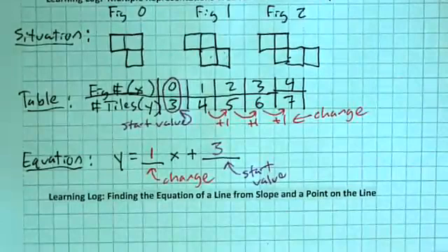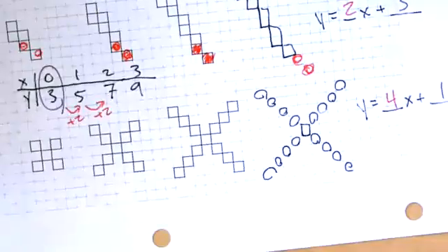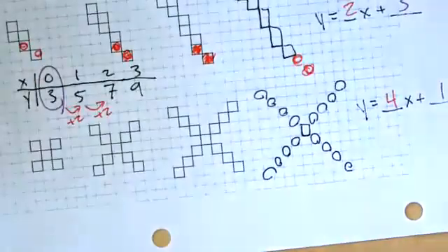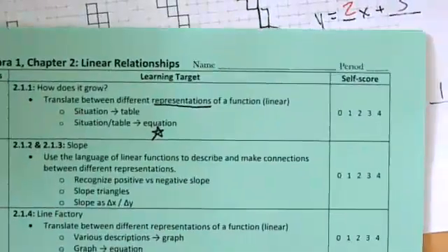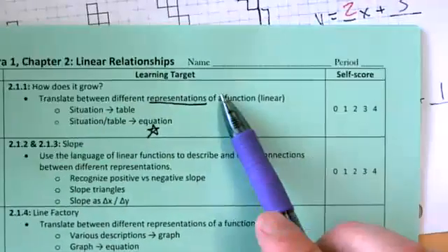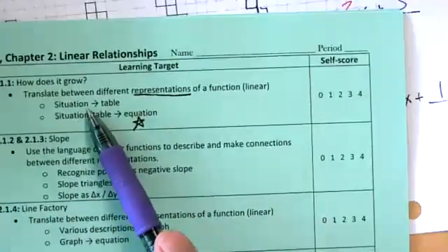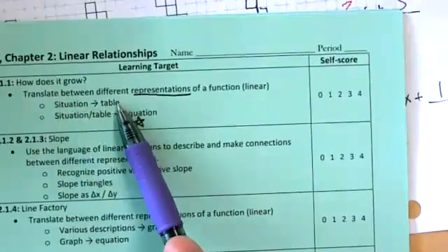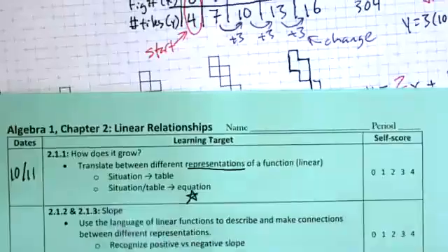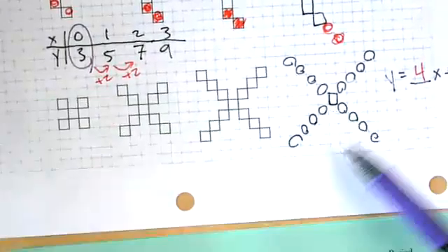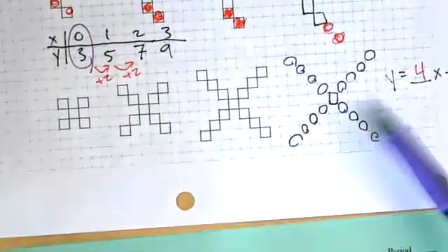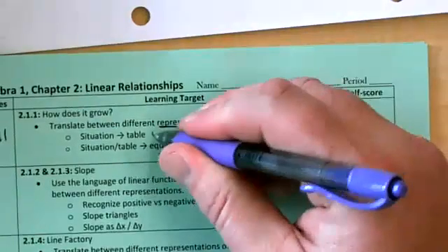All right, you guys did a wonderful job today. Let's go back and just make sure we've covered everything. I'm going back to the front page of my packet. The learning target was to translate between different representations of a function, and the specific translation we wanted to do was situation to table. Do you feel like right now, if I gave you a tile pattern like this, that you'd be able to figure out how to write a table for this? You can count tiles and figure out what's the pattern. All right, so we're feeling pretty good about situation to table.